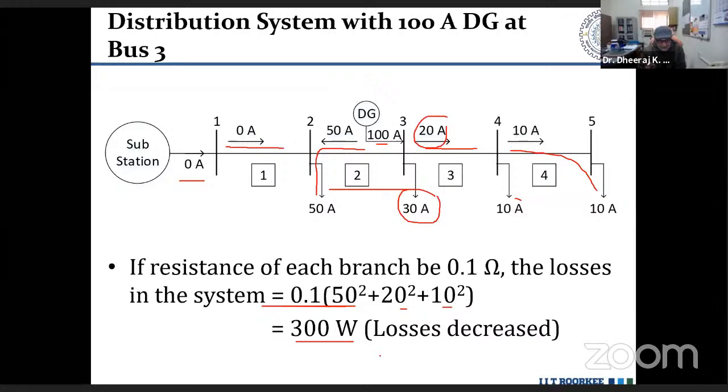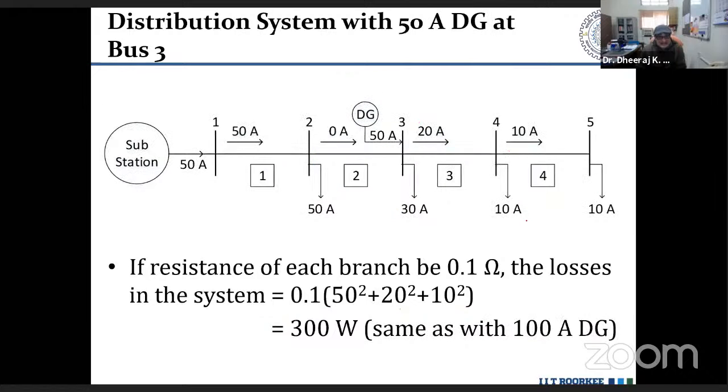So earlier, without DG, losses were 1.3 kilowatt. When we placed the 100 ampere DG at bus number 5, it increased to 1.7 kilowatt. Now placing the DG of the same capacity at bus number 3 has significantly reduced the losses, from 1.3 to only 0.3 kilowatt. So this is the importance of appropriate location of DG.